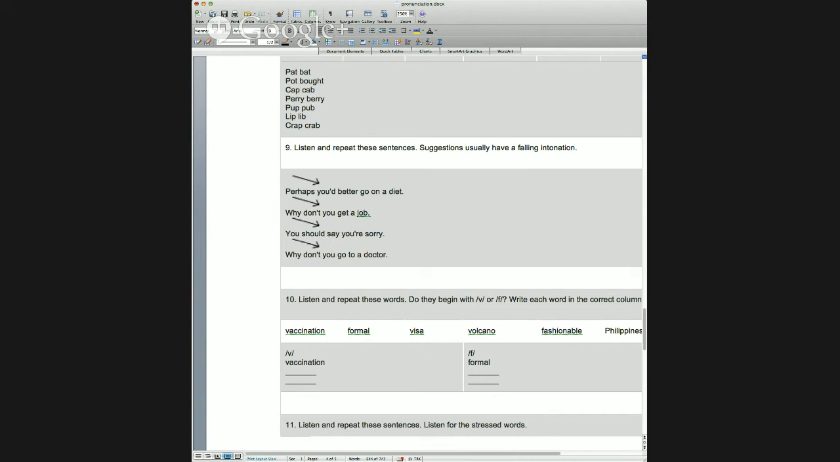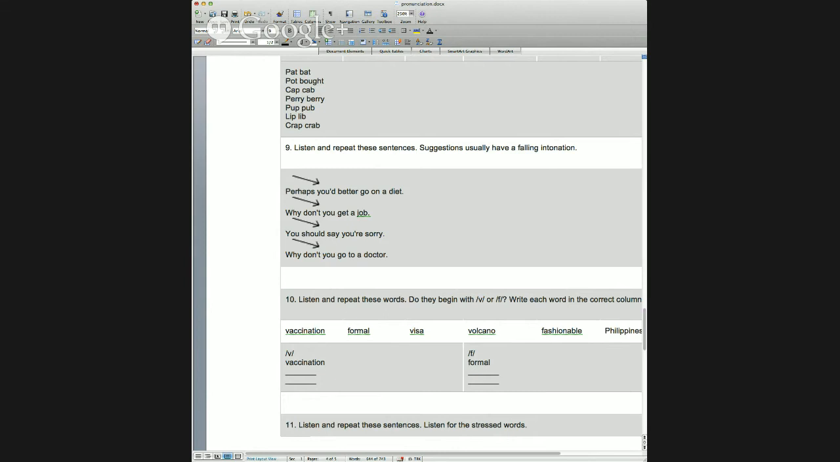All right. So, yeah, it's hard to exaggerate these without sounding unnatural. But if you notice, it's really the very beginning of the sentence that's sort of emphasized, right? The suggestion part. So the perhaps, the why don't you, the you should, and the why don't you. These are the parts that indicate it's a suggestion, and they're the parts that are stressed.